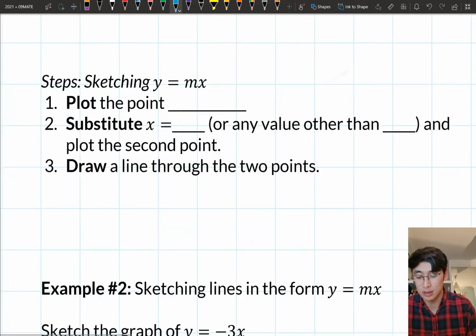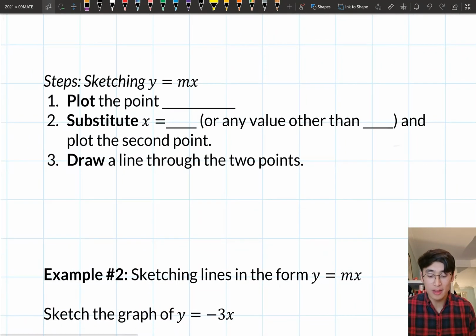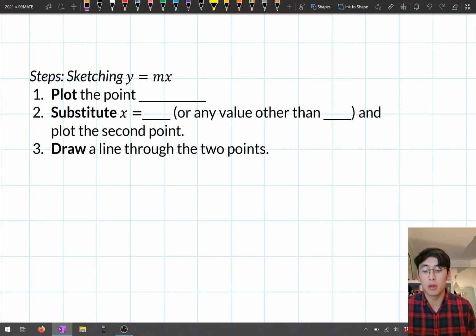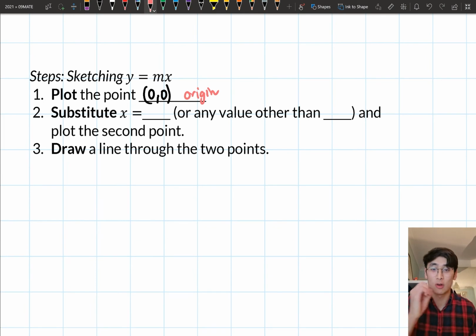So here, let's have a look at this one. The steps I have, if you are sketching the graph y is equal to mx: the first step is plot the point 0, 0. What we want to do is include the origin. So we want to put a point at the origin, 0, 0, that one intercept that we have.